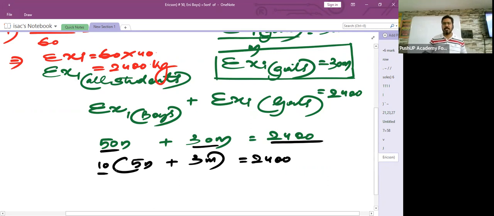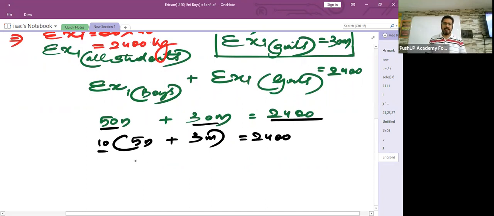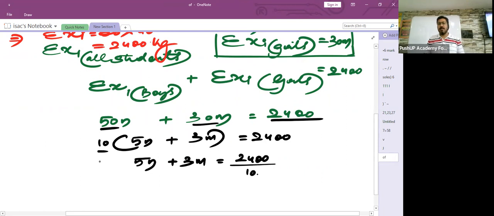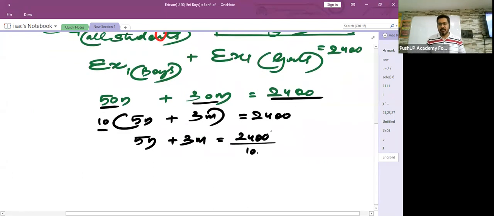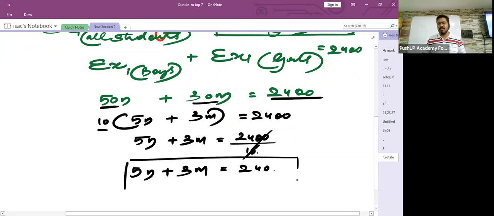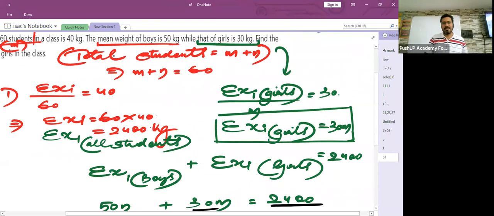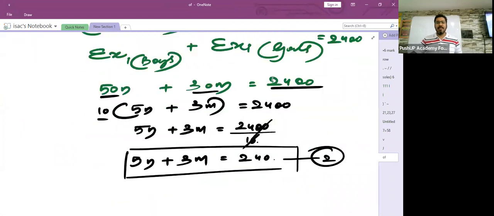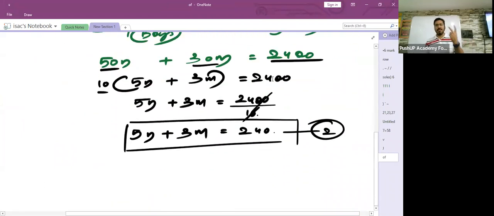Now in the next step, I can just bring this 10 from the left hand side to the right hand side. Terence, did you follow this particular step? Yes, sir. So it becomes 2400 divided by 10, because you are bringing the 10 to the right hand side denominator, right? So in the next step, the 0s will get cancelled, and you are left with 5n plus 3m is equal to 240, and this is your second equation. Children, it's a pure case of simultaneous linear equations. If you notice, m plus n is equal to 60. This was the first equation, and then 5n plus 3m is equal to 240. That is your second equation.